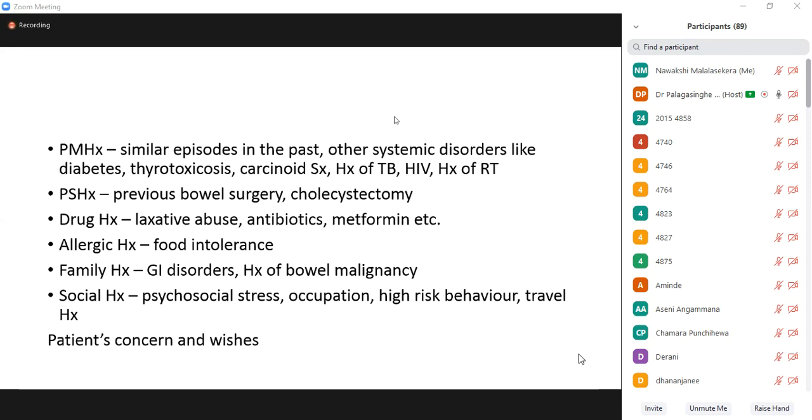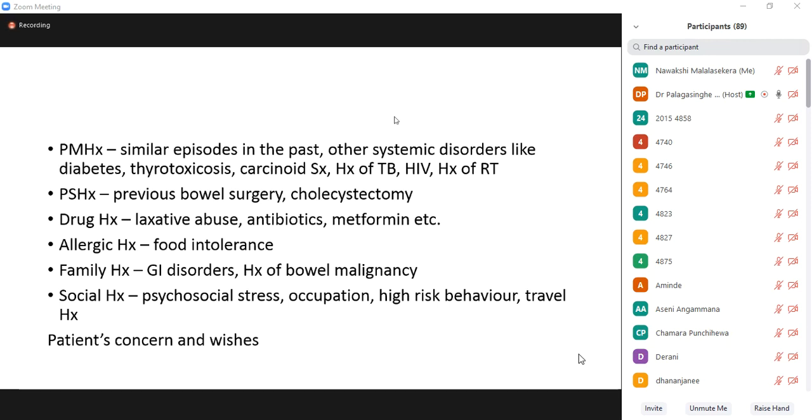Then the drug history, as I have said before. Any allergies, food intolerances like lactose intolerance, you might have to inquire. But mainly teenagers and childhood develop lactose intolerance. Then the family history of any GI disorders, history of bowel malignancies. Then mainly the social history.